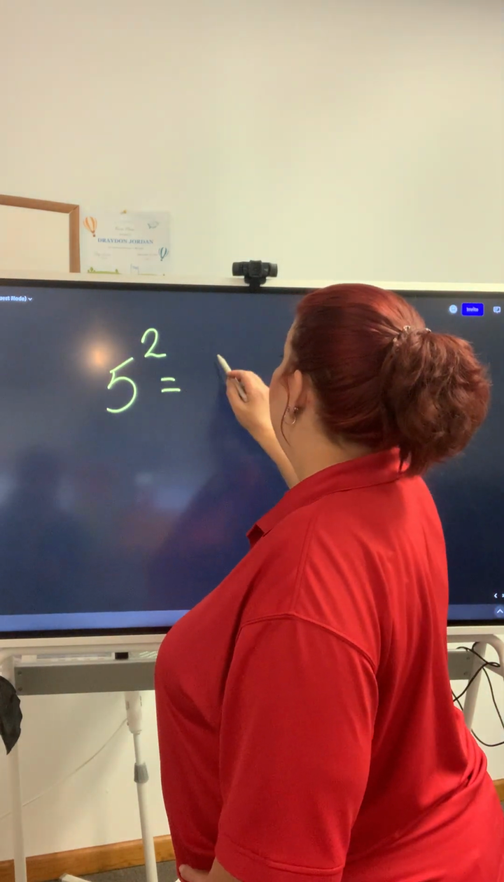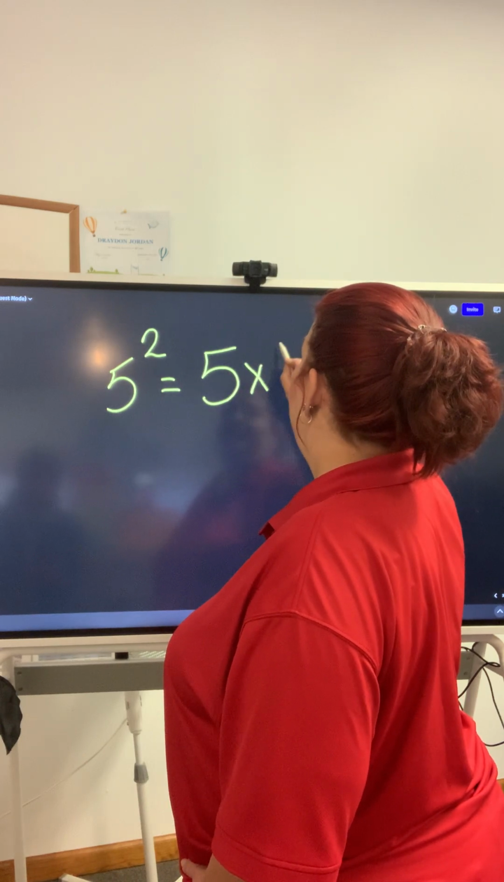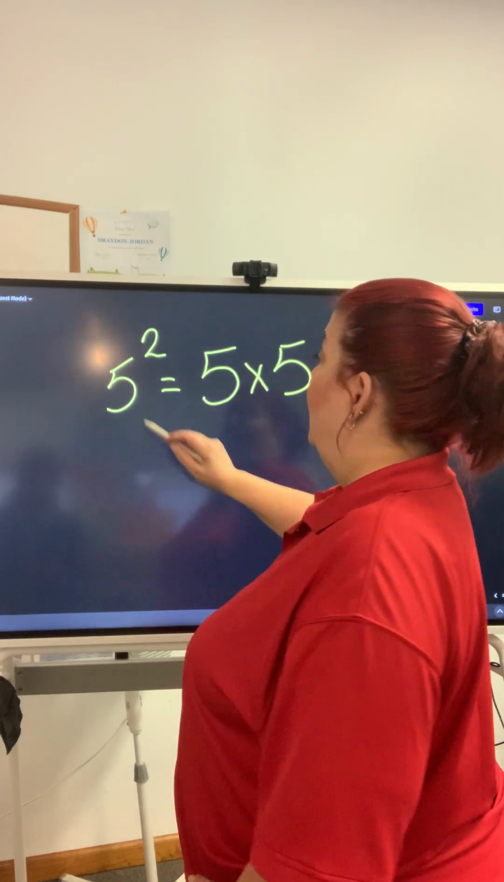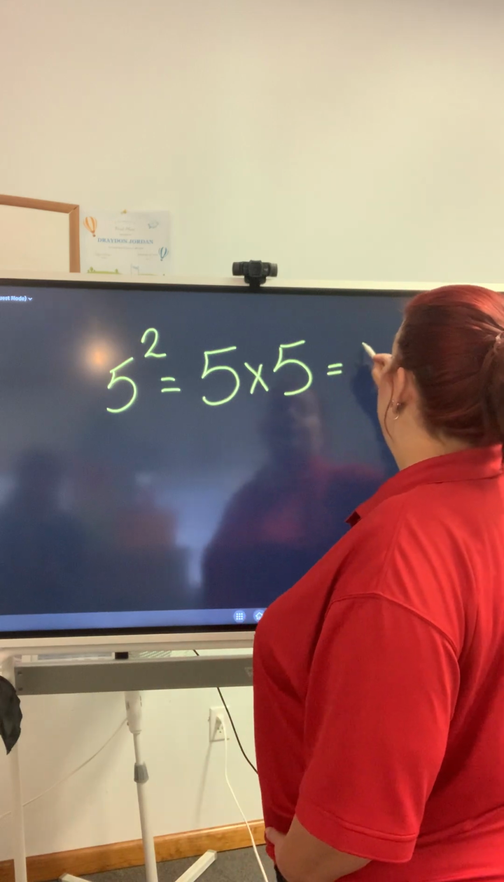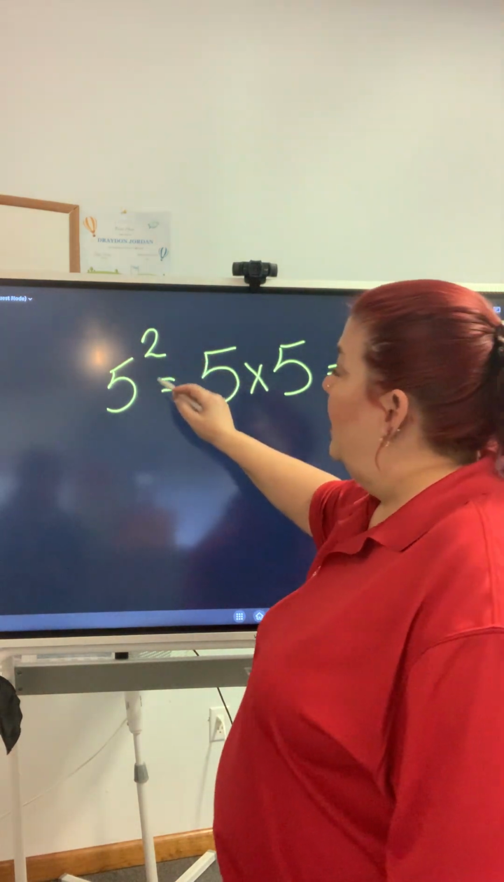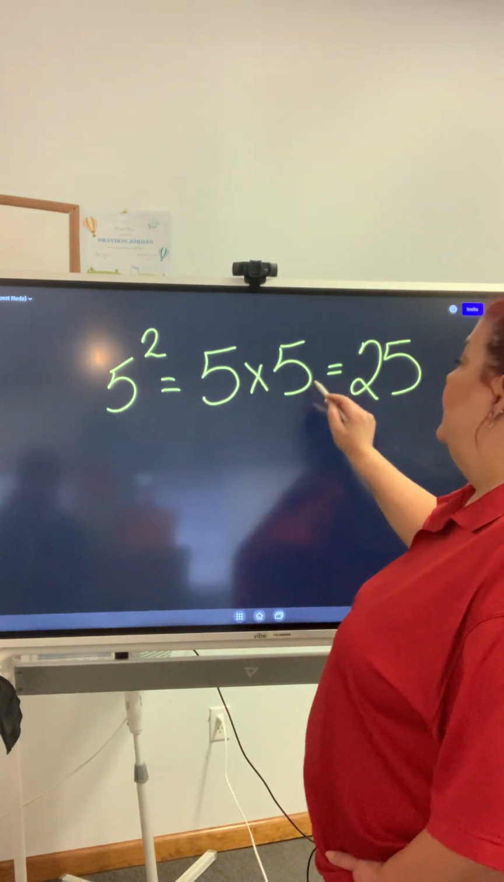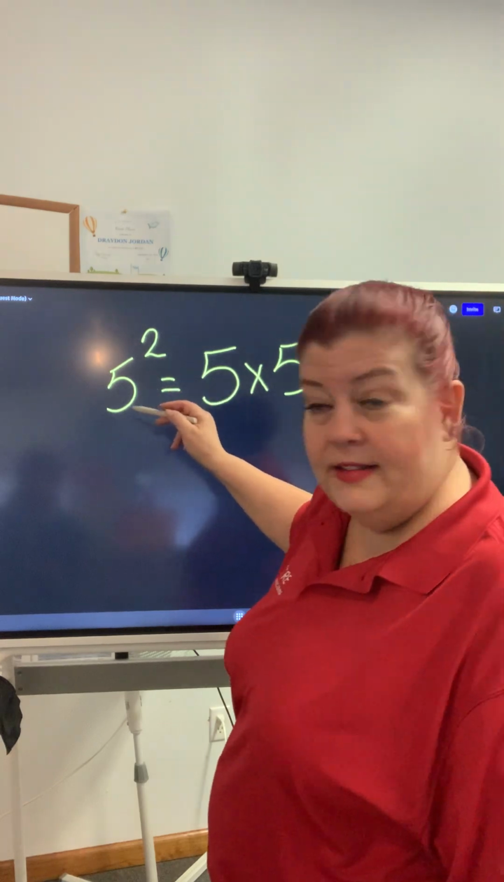Well, that only means that it's 5 times 5. So 5 squared equals 25. So the exponent just tells you how many times you're going to multiply the number by itself. And when I say by itself, it's by the same number, right?